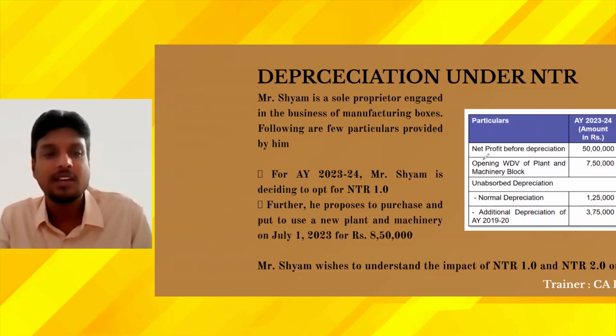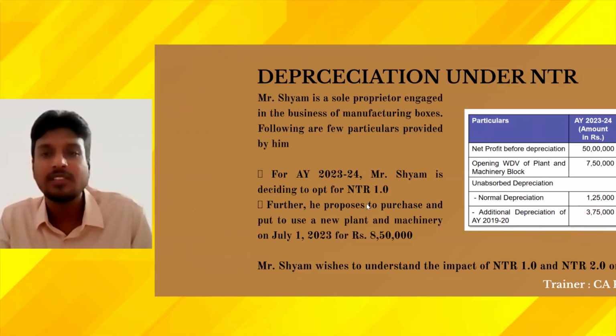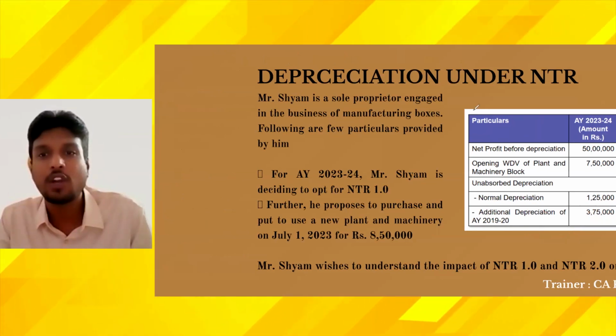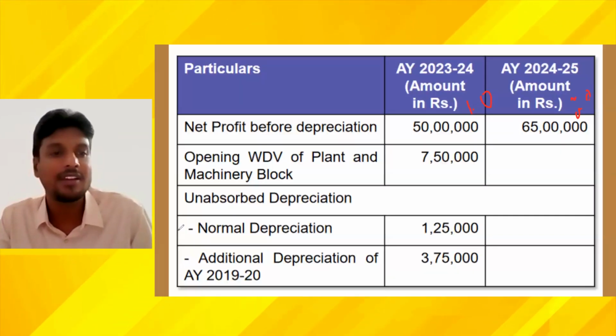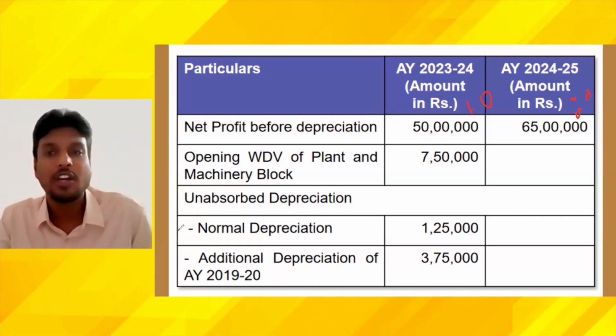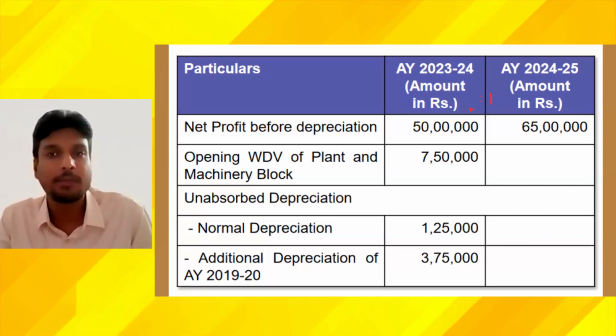Because if you see here, this is assessment year 23-24. Here we have 1.0. From assessment year 24-25, it becomes 2.0. So let's quickly see what is the impact of new tax regime 1.0 and 2.0.